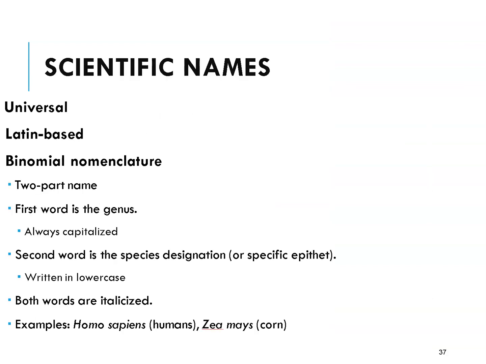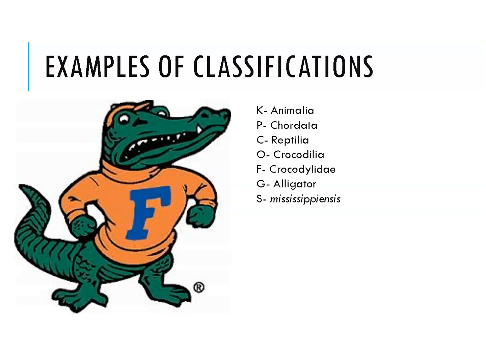And so scientific names are universal, Latin-based, and binomial, like bicycle, two wheels, right? So it's a two-part name. The first word is the genus, and Homo sapiens down here is our name. The genus is Homo, and the species is sapiens. Sapiens is always lowercase, and both words are italicized. And these are scientific names. Again, this is just the foundation of naming in biology. And here are some famous examples.